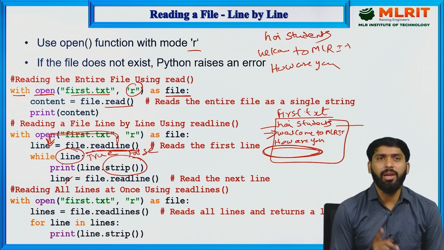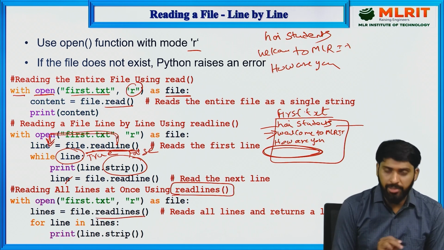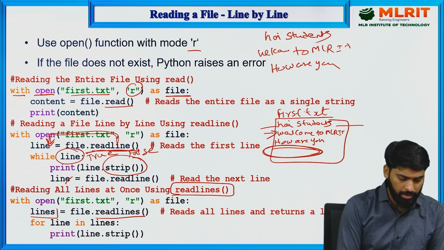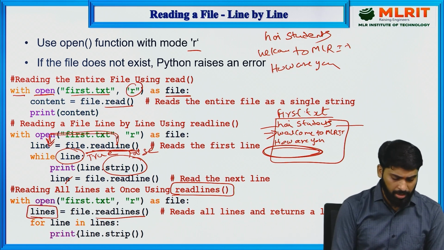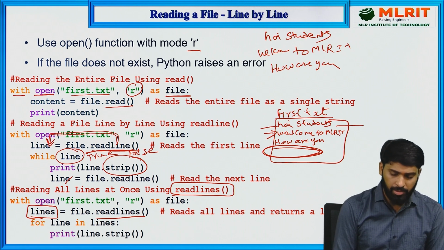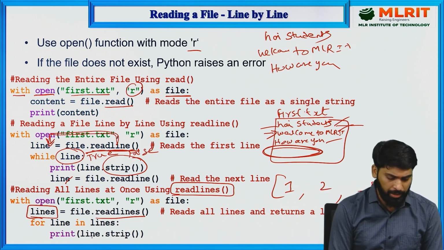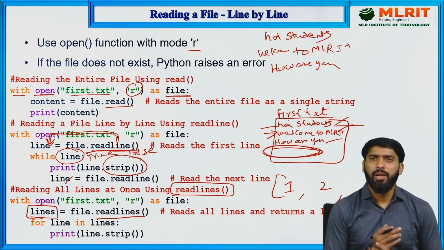And reading all lines at once using the readlines function. Readline means line by line. Readlines means all the lines we are going to store in a variable. So these lines is a list here. Now for line in lines means all the lines. These 3 lines are stored in the form of a list: line 1, line 2, line 3. So print line.strip. That's it. This is how you access the content line by line in Python.